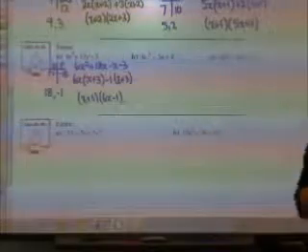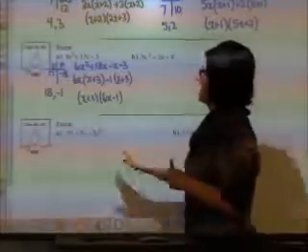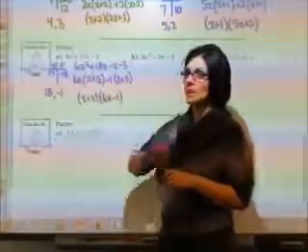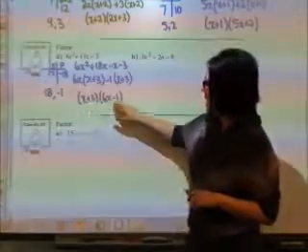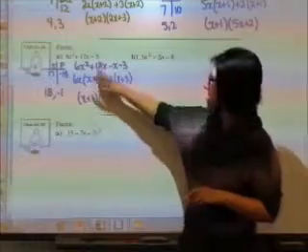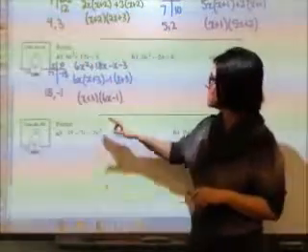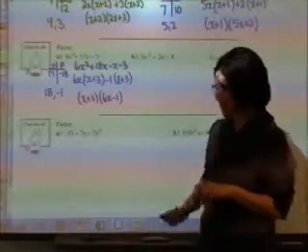And I can do a quick check. X times 6x gives me my 6x squared, negative x, positive 18, there's my 17x, negative 3.